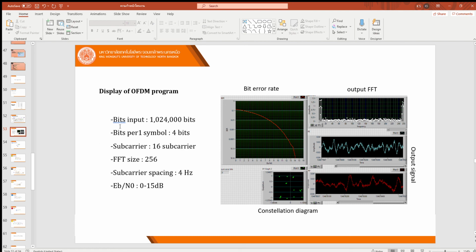So we have the input of 1,024,000 bits, and then we have 4 bits per symbol. We have 16 subcarriers. We have FFT size 256. We have subcarrier spacing 4 Hz, and we change the Eb/N0, the noise, from about 0 to 15 dB, and this is the output we get. We get quite a smooth error rate, and we have the output FFT correctly for the very low frequencies, and we have the constellation diagram.